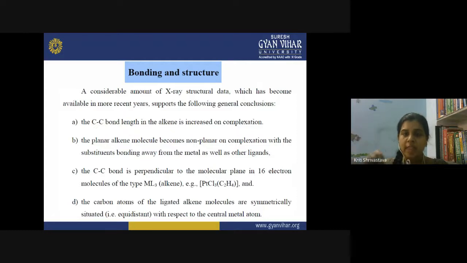This type of bonding is a multi-center bond. You cannot say where the electrons are localized, where the bonding is localized, but rather you can say that both carbon atoms, especially in the case of eta 2 type ligands, are equidistant from the metal atom, and therefore there is formation of a multi-center bond.